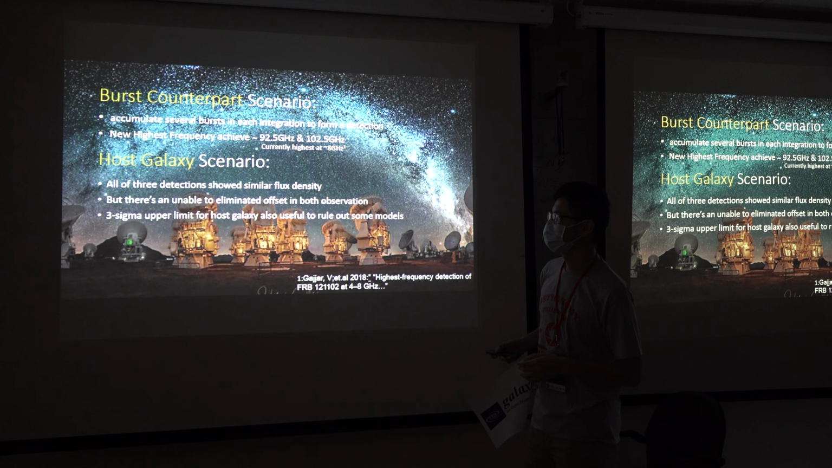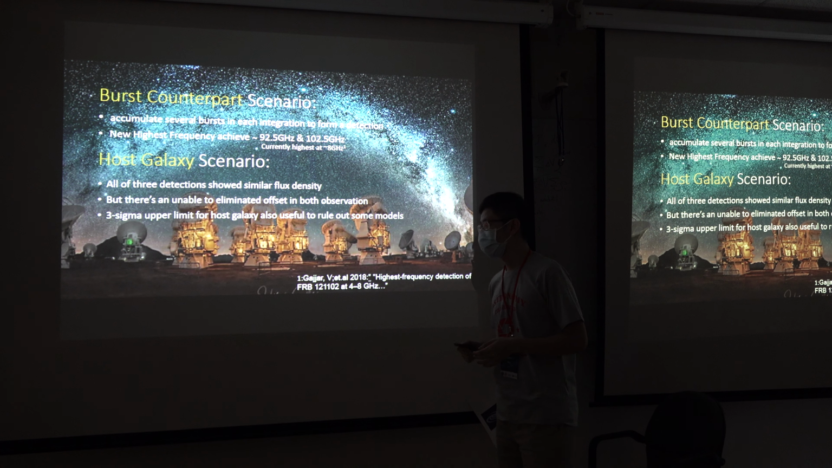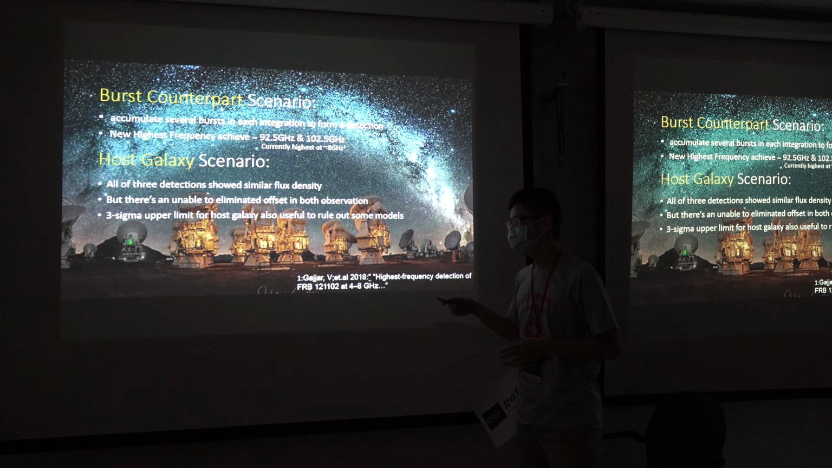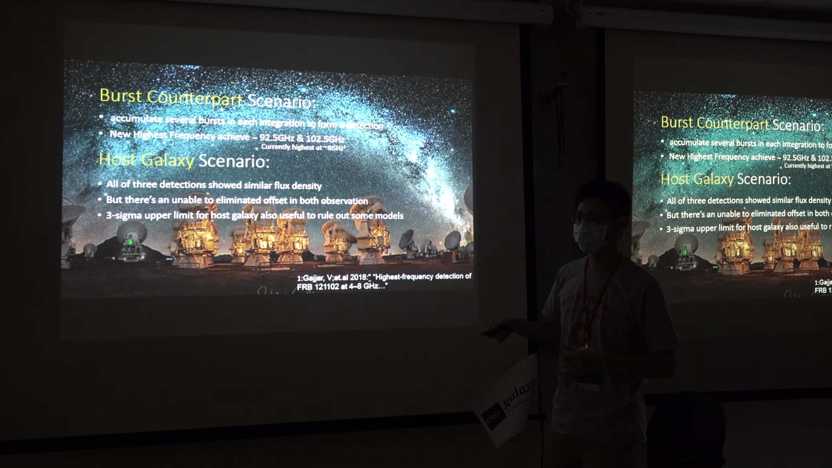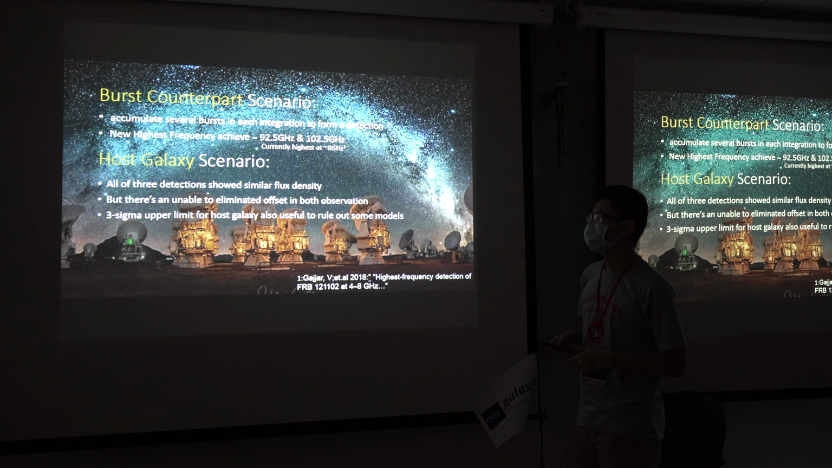And the second scenario is a host galaxy. All of these 3 detections show similar flux density of the FRB. So there might be host galaxy characteristics in these 3 detections, but we are unable to eliminate the offset in both observations. That means we should also exclude the offset from sky emission by taking other points from the background. And the 3 sigma upper limit for host gas is also useful to rule out some models.